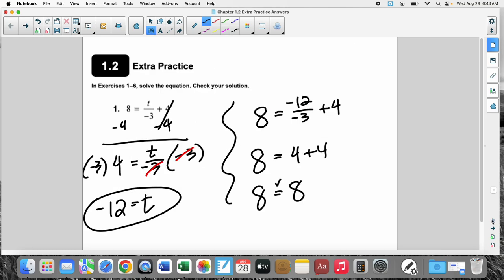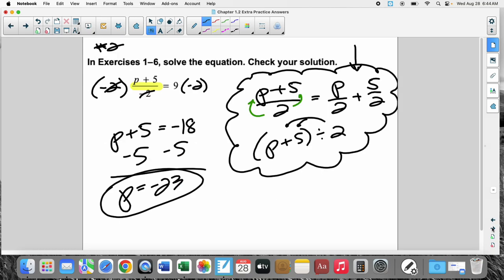Here, the variable has 4 being added to it, and it's being divided by -3. Here, we have this vinculum, and we have this quantity. This is a quantity. So we can't get to the p and the plus 5 until we get rid of that division by 2.